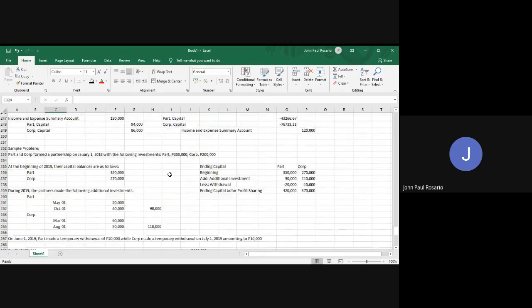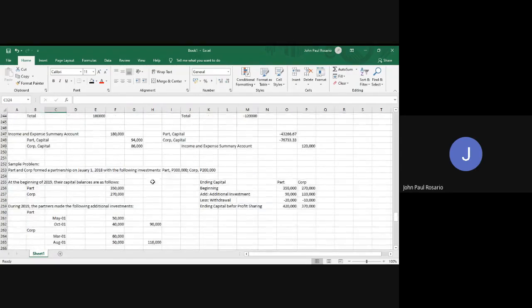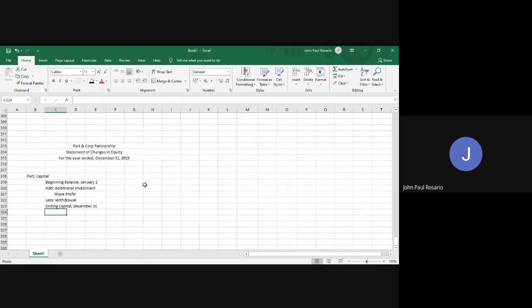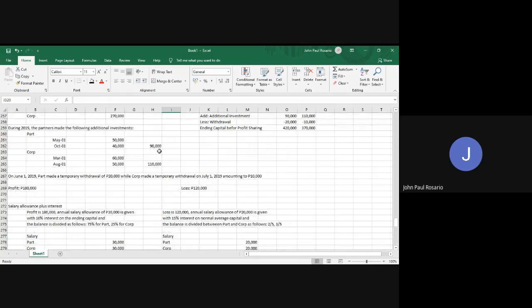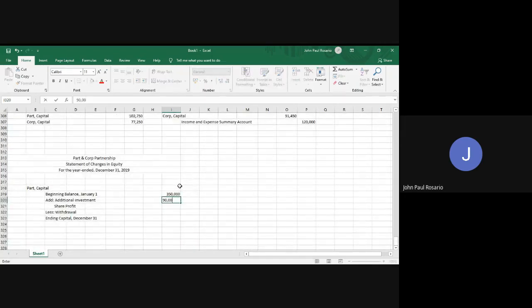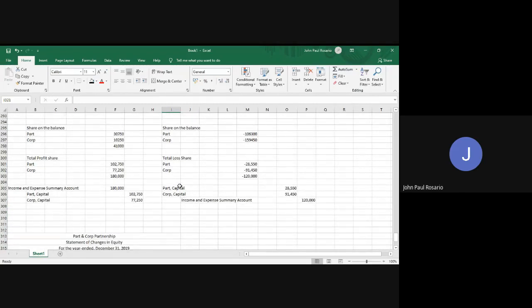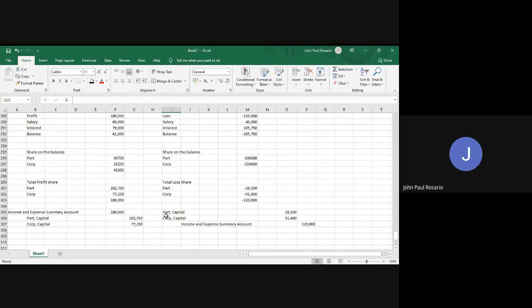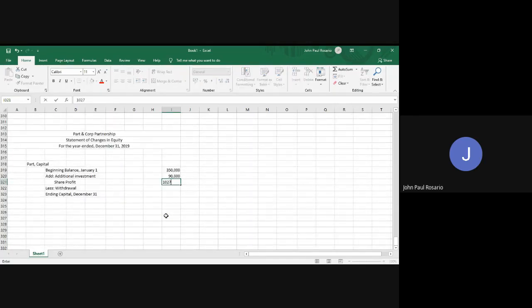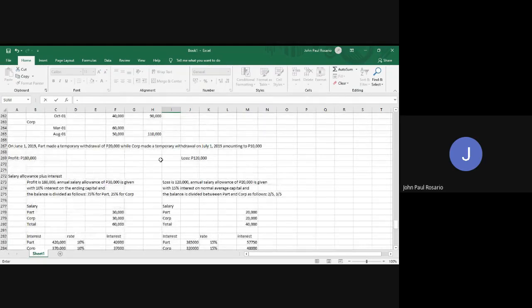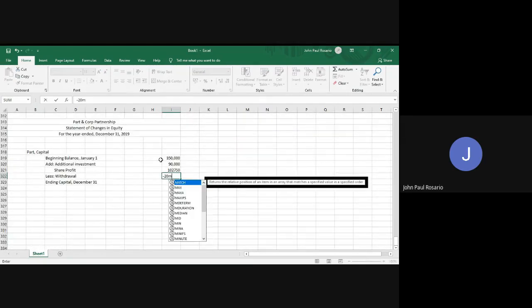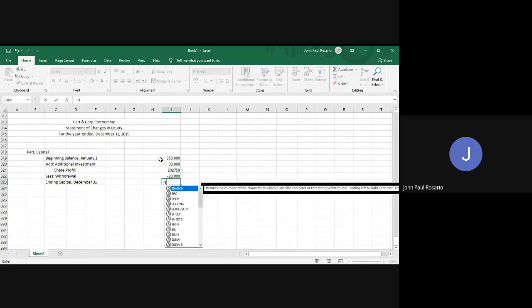Part's beginning capital in this problem is 350,000. Not the original capital, guys, the beginning capital. Additional investment is 90,000. Share in the profit, we have a total profit share of 102,750. Then less his withdrawal, which is 20,000. So the ending capital is computed from these.